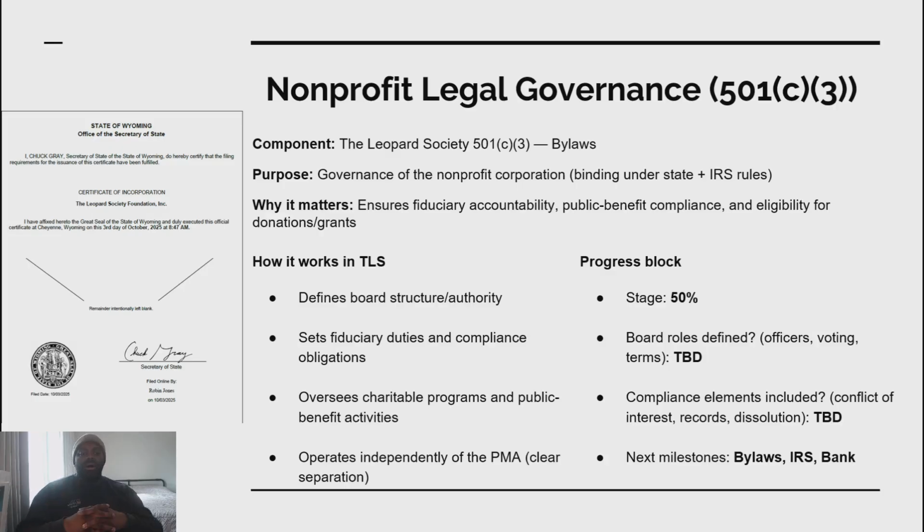So once we finish our constitution, once that gets finalized, then we will use that to draft up the bylaws for the 501c3. And then after we have the bylaws, we are going to apply for our tax exemption to the IRS. And then after we get that, we open our bank account and start taking in donations.